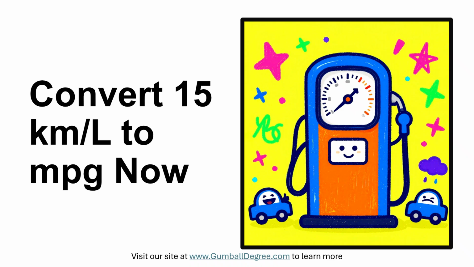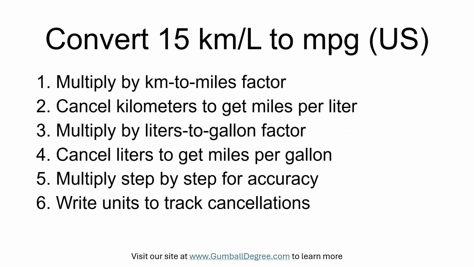15 kilometers per liter equals about 35.2 miles per gallon United States when you convert using miles per kilometer and liters per gallon. To convert 15 kilometers per liter to miles per gallon United States, you multiply by the conversion factor from kilometers to miles and by the conversion factor from liters to gallons, so the units cancel correctly.